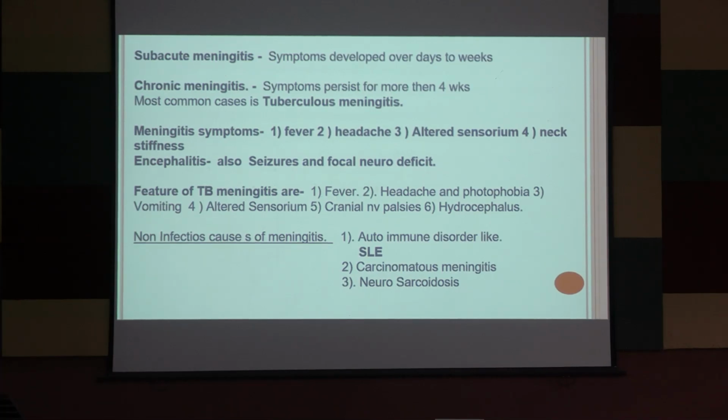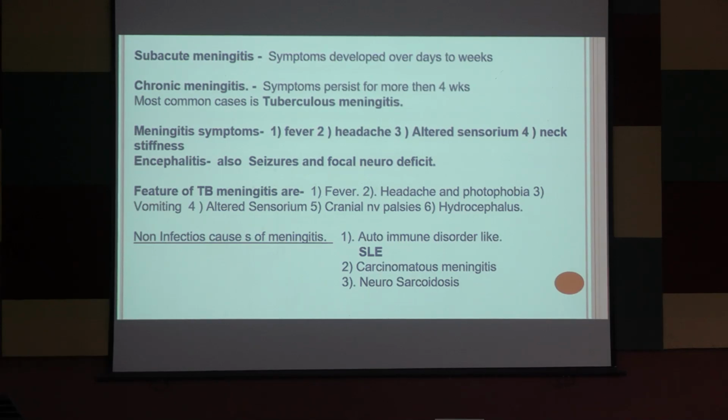Features of TB meningitis, I am especially mentioning TB meningitis because it is very common in our country. You show all signs of meningitis, like fever, headache, photophobia, and vomiting. These you can get in any meningitis, and in tuberculous meningitis also. And altered sensorium can also occur in tuberculous meningitis, and of course it is a chronic process. I have told you it is a chronic meningitis, lasting more than 4 weeks. In addition to that, there are cranial nerve palsies and hydrocephalus.